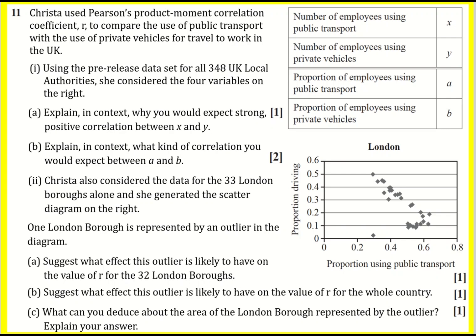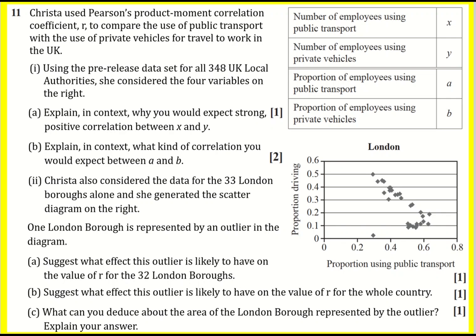As the number of employees using public transport increases, the number using private vehicles increases. But think about this one carefully: it's because as the population increases, both of them are naturally going to increase. In cities there's going to be a high number of people, not proportion, that's the key thing here, using cars and using public transport. Whereas in a much smaller local authority, there's going to be a lower number of each. Of course, there will be some exceptions, but you'd still expect strong positive correlation.